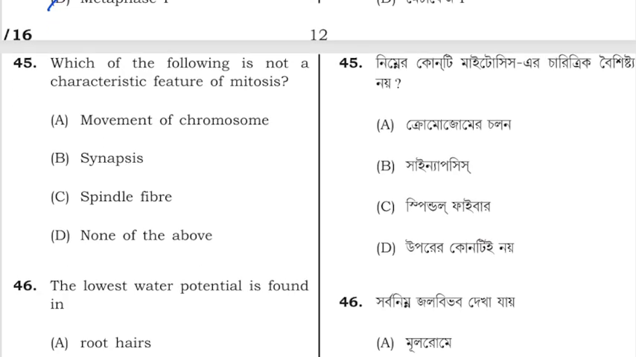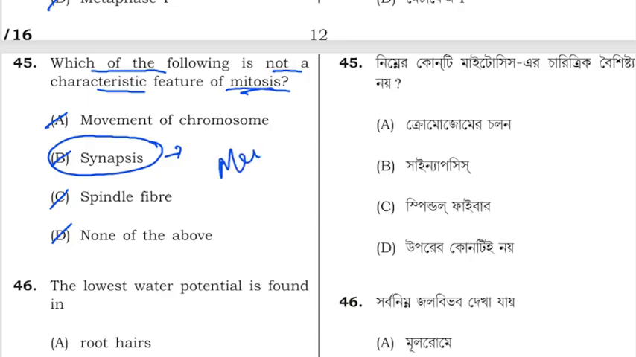Next question is, which of the following is not a characteristic feature of mitosis? Which of the following is not seen during mitotic cell division? A is movement of chromosome, B is synapsis, C is spindle fiber formation, D is none of the above. So option B, synapsis, is a characteristic feature of meiosis, which is absent in mitosis. So synapsis is the correct answer.